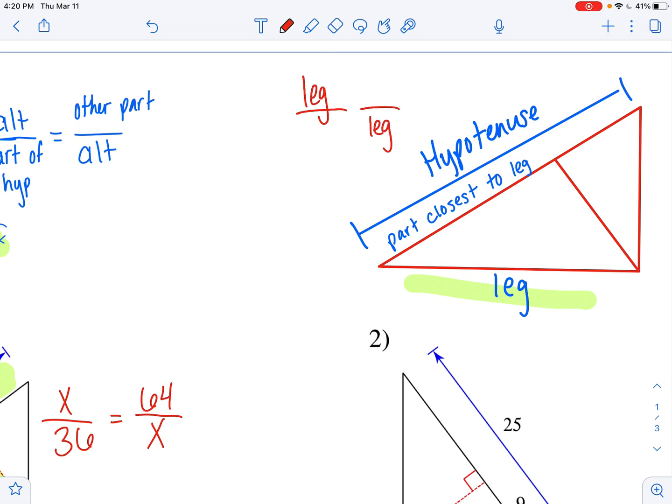And then the leg did not cut the hypotenuse into two parts, right? It didn't do that. The altitude does that. So because it didn't cut it into two parts, I'm not going to use the two parts. I'm going to use the whole hypotenuse, and I'm only going to use the one part closest to the leg. So, part of the hypotenuse closest to the leg.